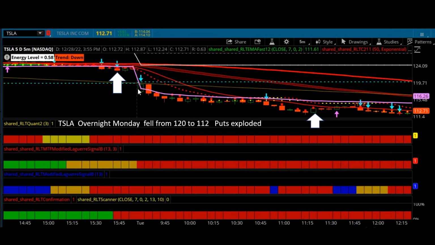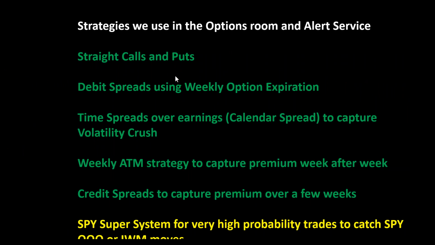Tesla, we took this overnight, but you can see this is how we use the system. It was red and yellow. I had a pop out of the box right at the end of the day. It was below the VWAP on the 5-minute chart. I do not use the VWAP on the daily chart. So we took it overnight as a potential short, and it gapped down from 120 to 112. Nice profits there. All right, so that kind of wraps up the presentation.